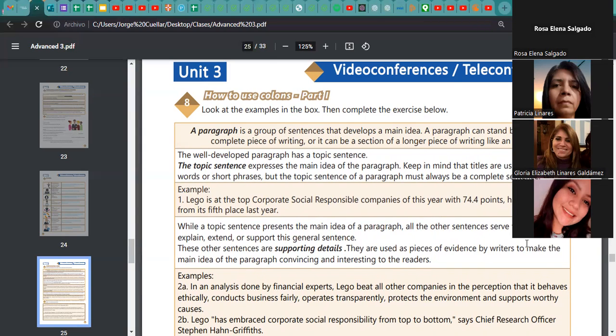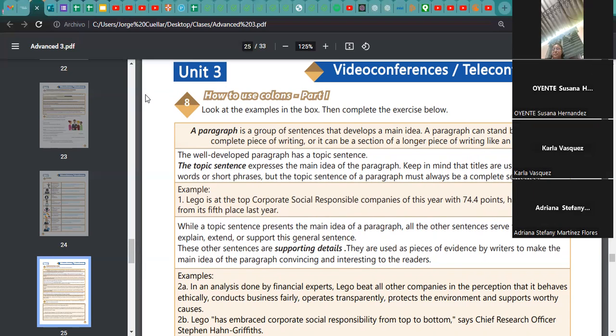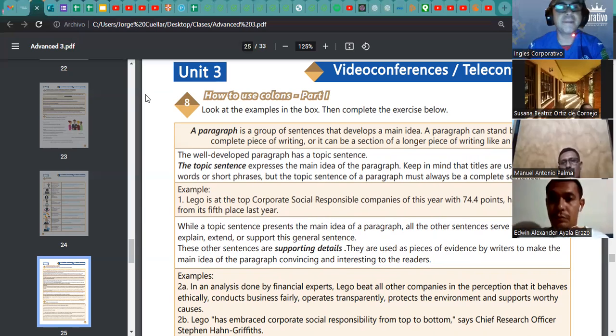And as you may remember, when you finish all the advanced modules, I mean the 6 modules of the advanced, all of you are going to do a certification, a global certification that is valid around the world. And that is the TOEFL, okay?